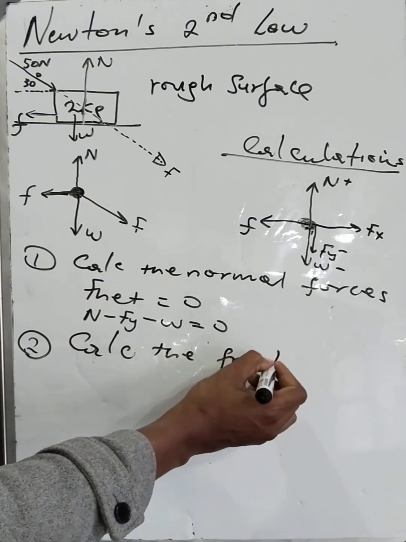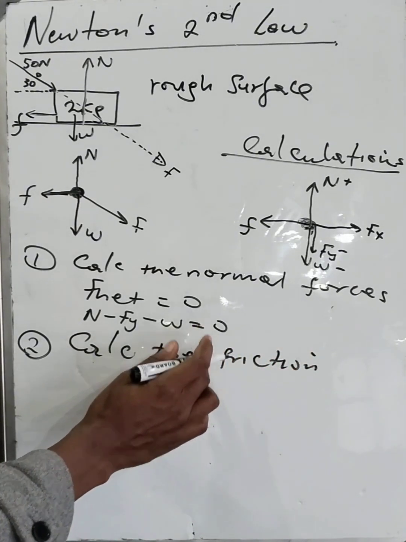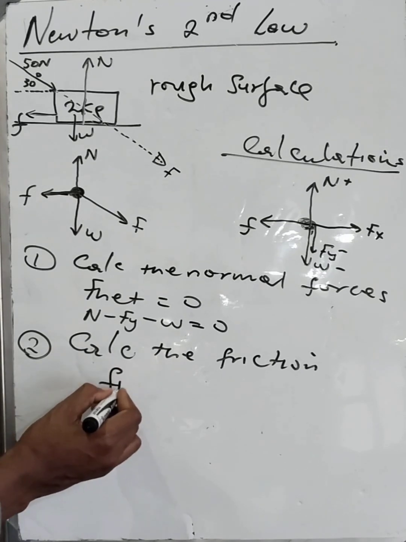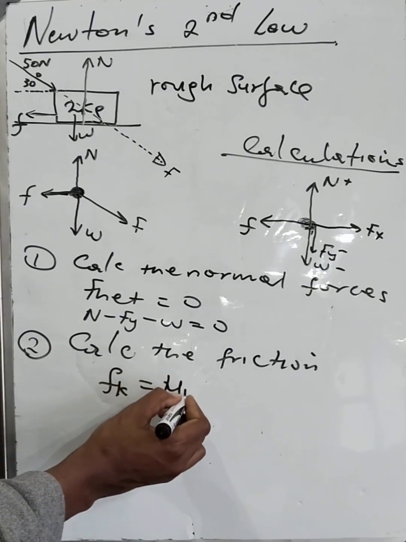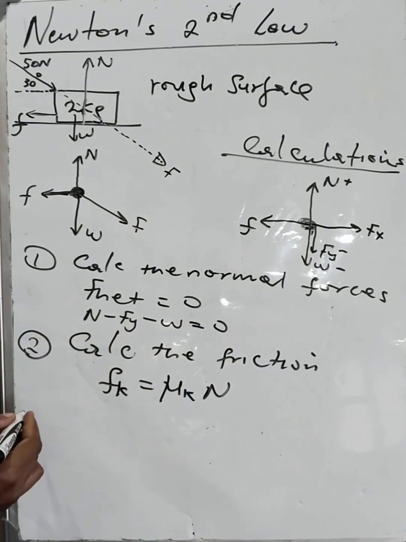Calculate the friction. Or the kinetic friction, right? Kinetic friction. So Fk is equal to mu k times the normal force. The normal force is already calculated in question 1.